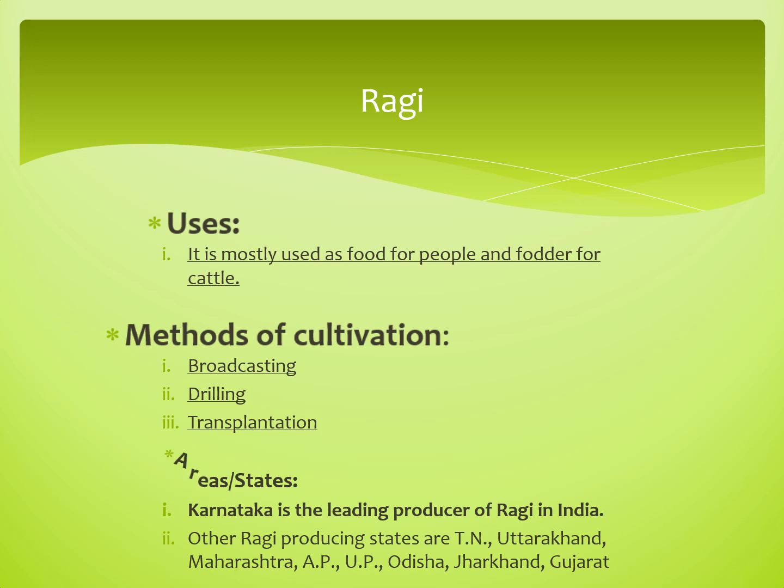Now let's talk about areas and states. Karnataka is the leading producer of ragi in India. Other ragi producing states are Tamil Nadu, Uttarakhand, Maharashtra, Andhra Pradesh, Uttar Pradesh, Orissa, Jharkhand and Gujarat.